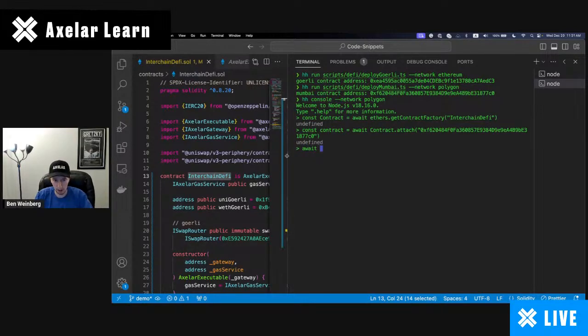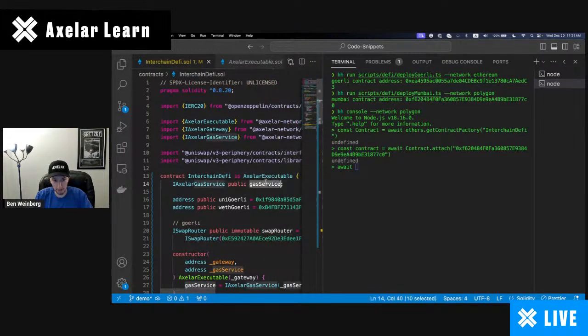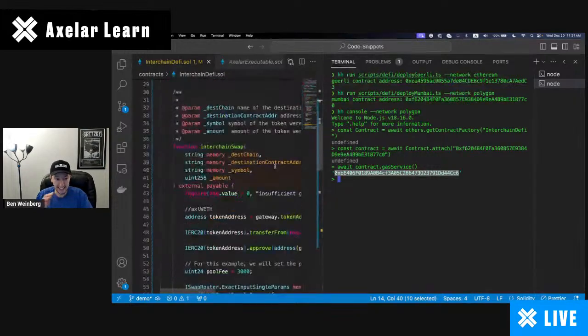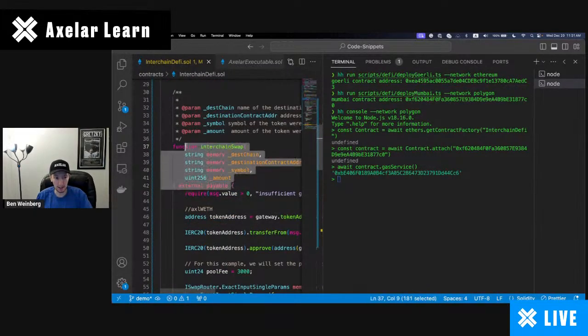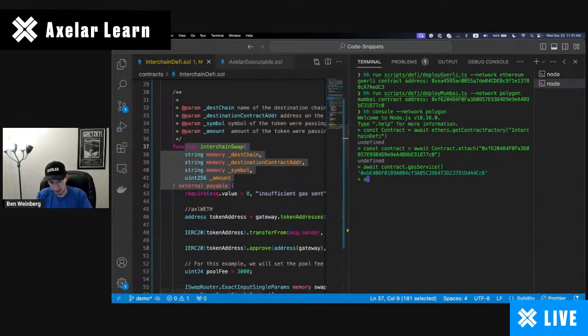So let's say I want to call this public variable here, gasService. Great. You see, we're actually able to interact with a live instance of this contract. We just called this public variable, which returned us the address of the Axelar gas service on Polygon. Now let's actually get to the fun stuff. Let's call this function, interchainSwap. So we go await contract.interchainSwap.